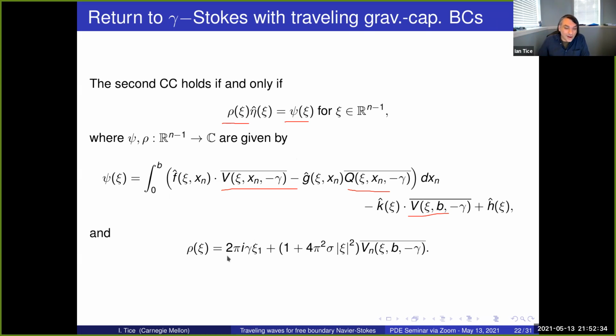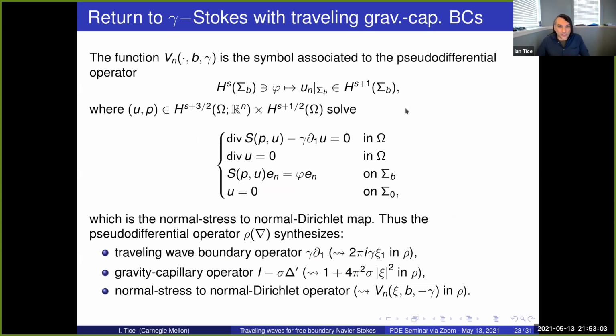Now, the symbol for my pseudo-differential operator is unfortunately not explicit. It's fairly complicated in the sense that it has a term coming from the traveling wave operator, a term coming from the gravity capillary operator, but then it has this v-in function, which we saw before. And we don't have a clean, explicit formula for it like we have for these other things. So if I'm going to be able to solve this problem and get good estimates for eta, I'm forced to understand this symbol v-in. Let me give you a little bit of a sense of what this thing is. This function v-in, it turns out, is the symbol associated to the following pseudo-differential operator.